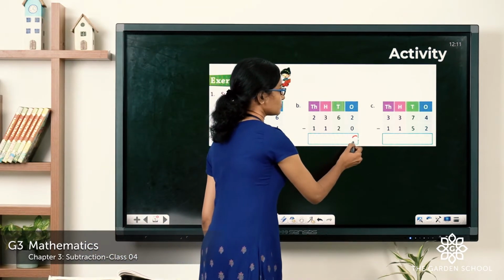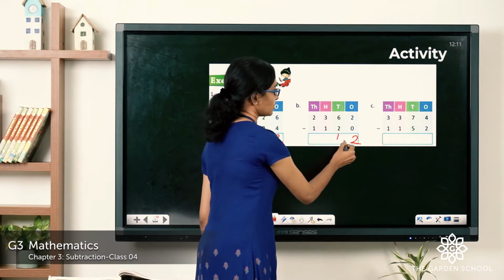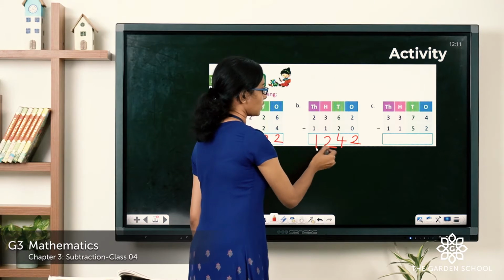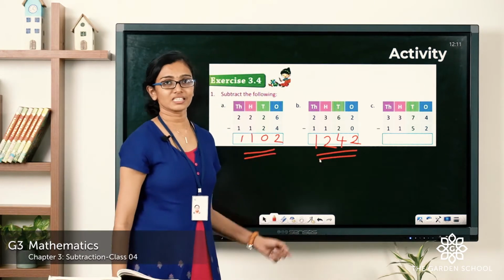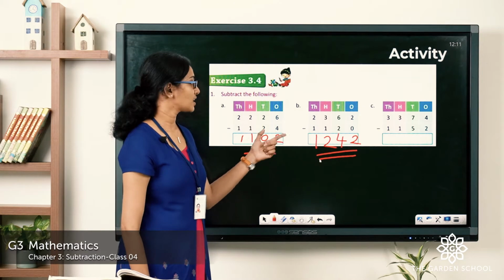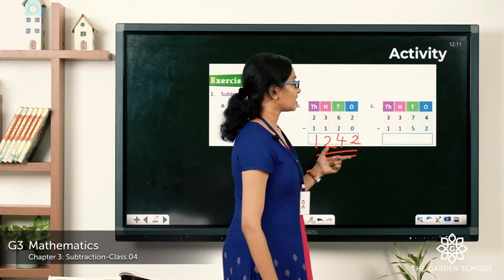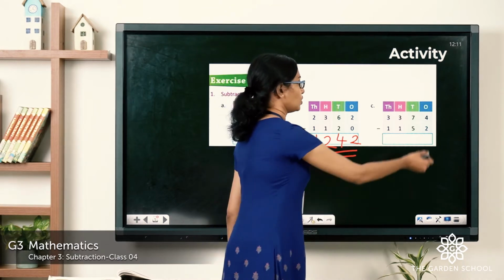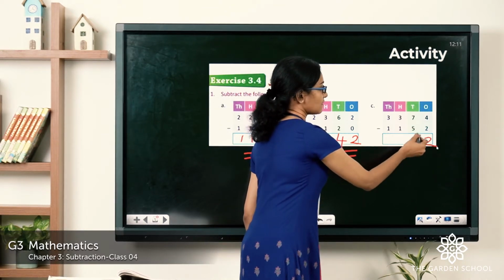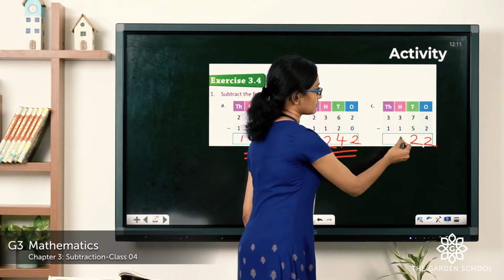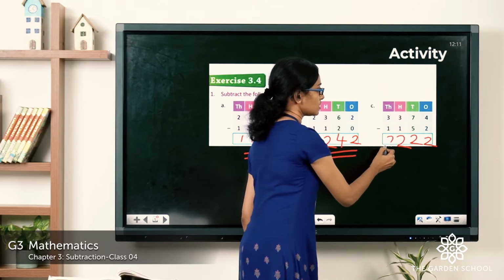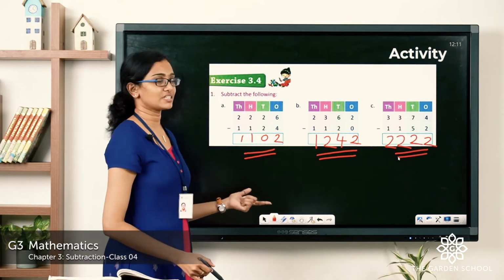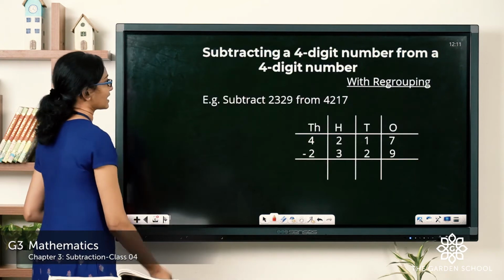Now, the second question. 2 minus 0, 2. 6 minus 2, 4. 3 minus 1, 2. 2 minus 1, 1. So, here the difference is 1242. Now, the third question. 3374 minus 1152. 4 minus 2 is 2. 7 minus 5, again 2. 3 minus 1, 2. 3 minus 1, 2. So, here the difference is 2222. I hope your answers are correct.